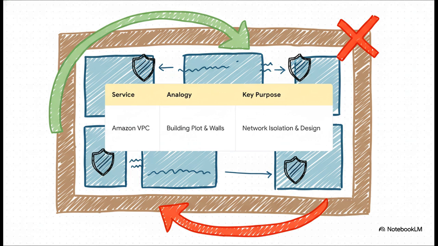So if your VPC is the plot of land and the main walls, you can then build subnets inside. Just think of these like different floors or wings in your building. Maybe you have a public-facing lobby on the first floor, but all the super secret R&D labs are on another, private floor. You then use security groups, which are basically little firewalls, to control who can go from one floor to the next. The key here is total network isolation, with a design that you, and only you, control.